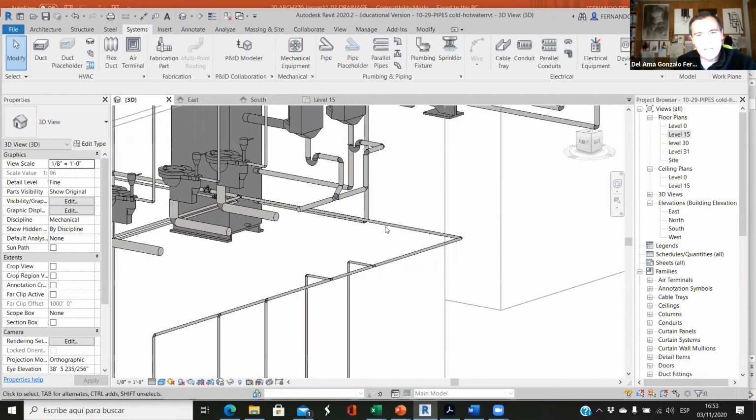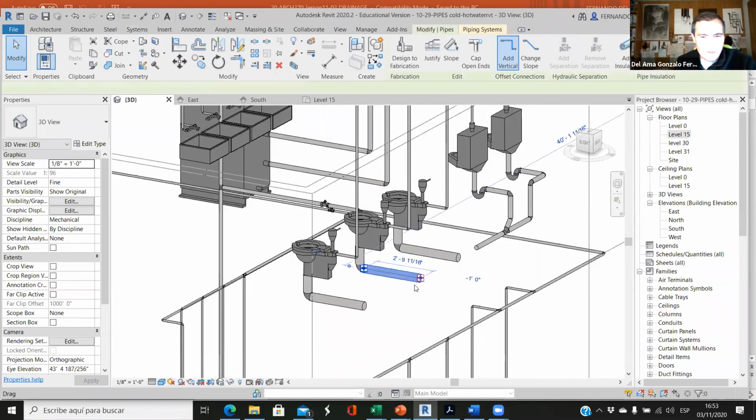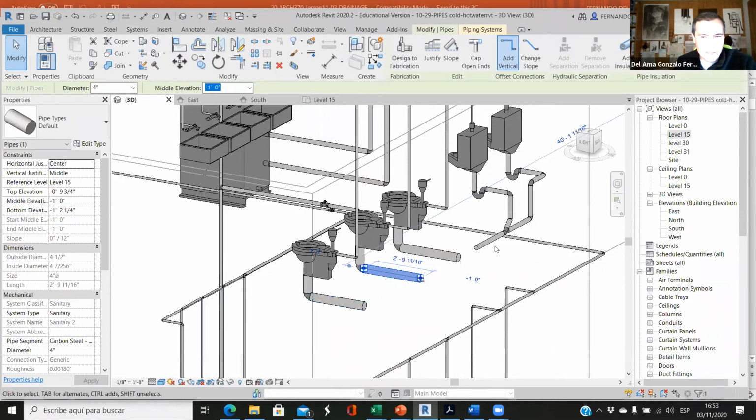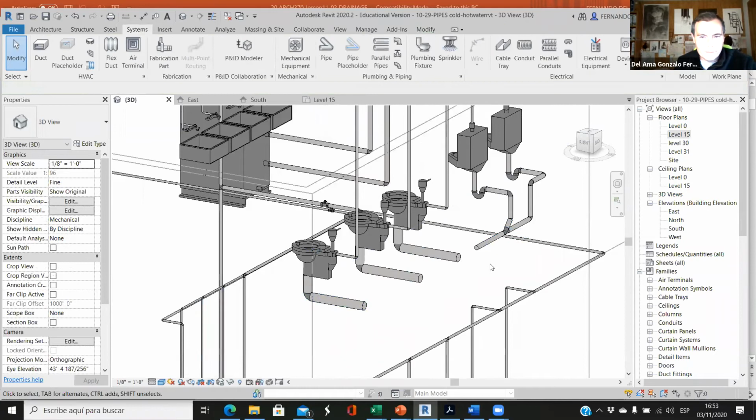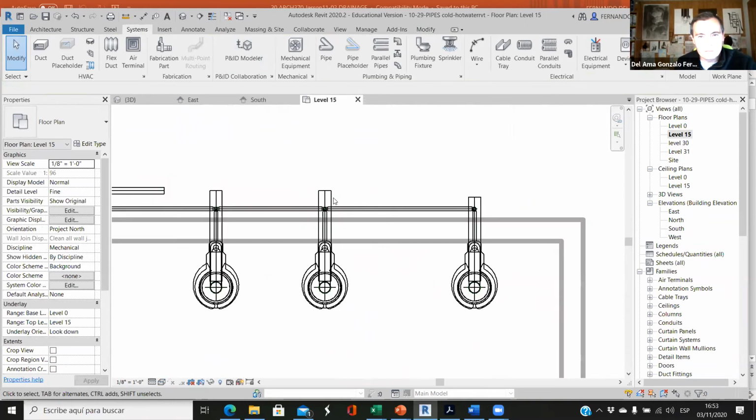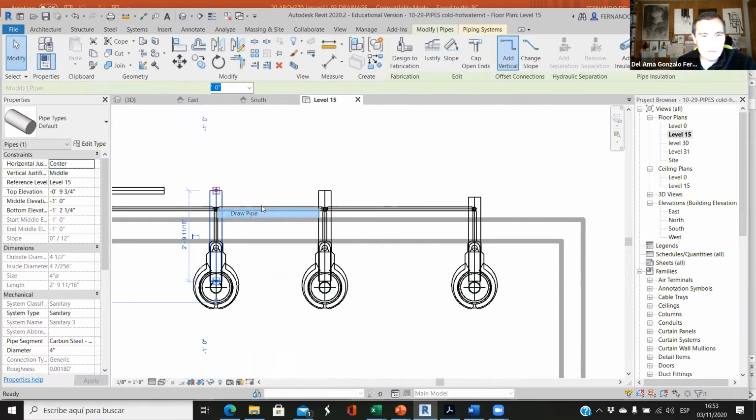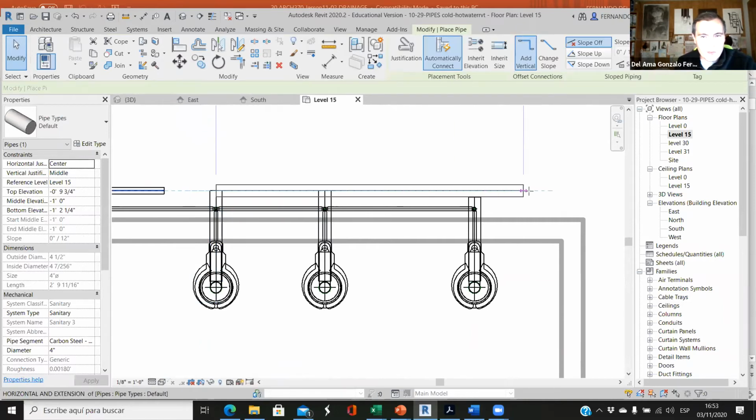Okay. And now we have to connect this to these pipes, and the pipes here, at least they need to have 4 inches because this is a 4-inch pipe and this is a 2-inch pipe. Okay, so we need a connection. We can use this level. We can draw pipe. And for this, I'm going to do the same. Okay, so I'm doing this. This is not what I want.